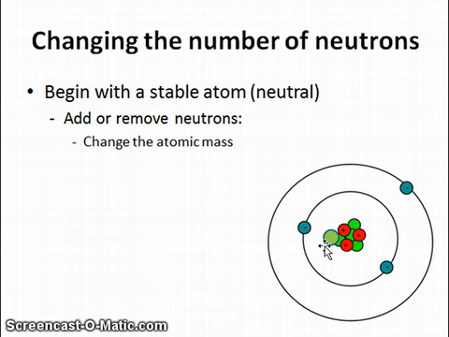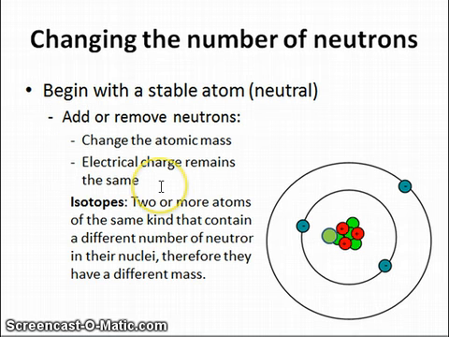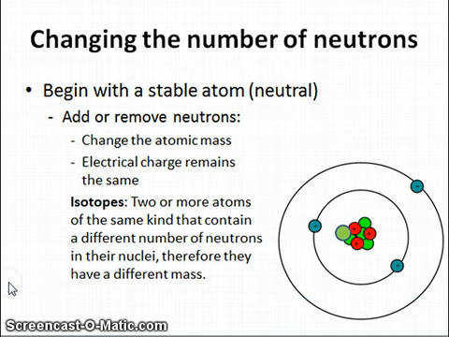However, because a neutron has a mass similar to that of a proton, we see that the atomic mass changes for this atom. So charge remains the same, and I just added that right here. The electrical charge remains the same, but we do have a change in the atomic mass. And this new particle will be called an isotope. A pair of isotopes, for example, will be 2 or more atoms of the same kind that contain a different number of neutrons in their nuclei. Therefore, they have a different mass.